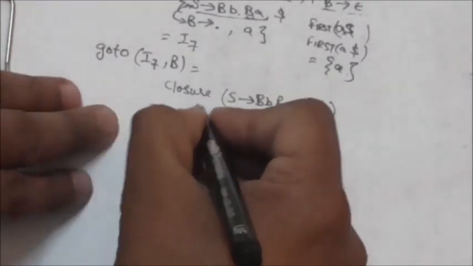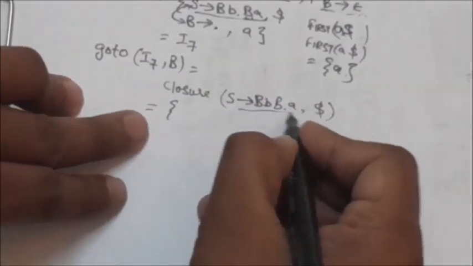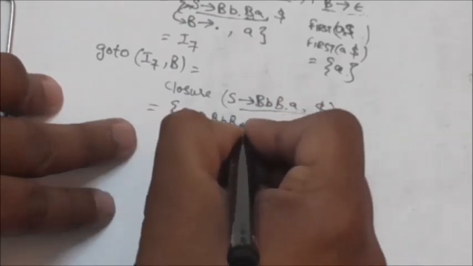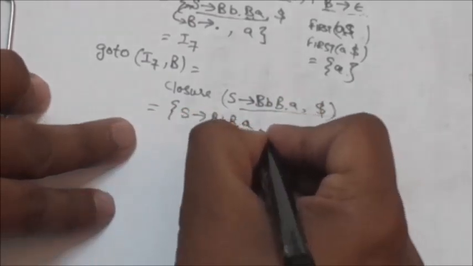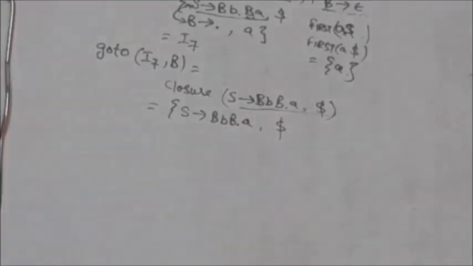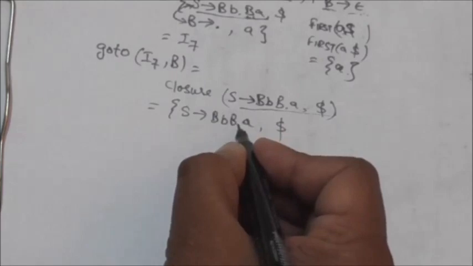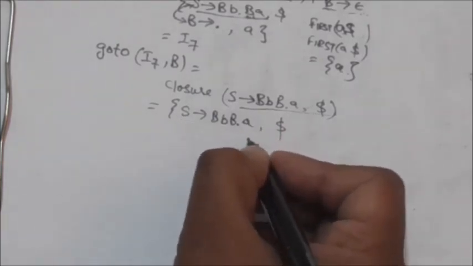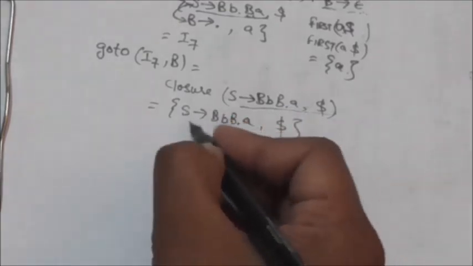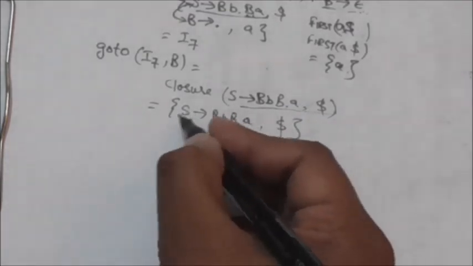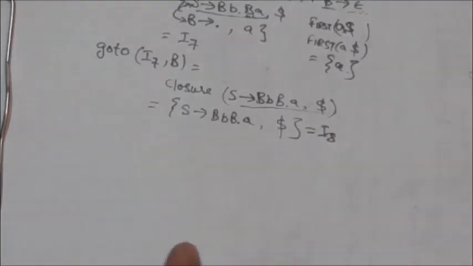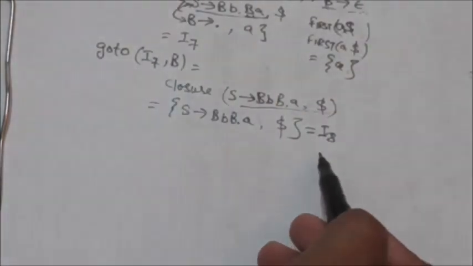So in the closure of that, first of all this item itself will be added, that is A derives B B dot A, look ahead symbol dollar. Here you can see that dot is not preceding any non-terminal symbol, so no new item can be added in this closure. So this closure is having only this item. Now let this set be state I8 of the DFA. So go to I7, B is equal to I8.